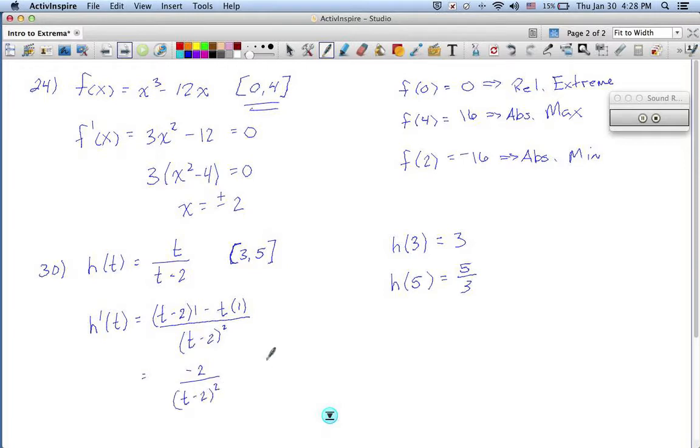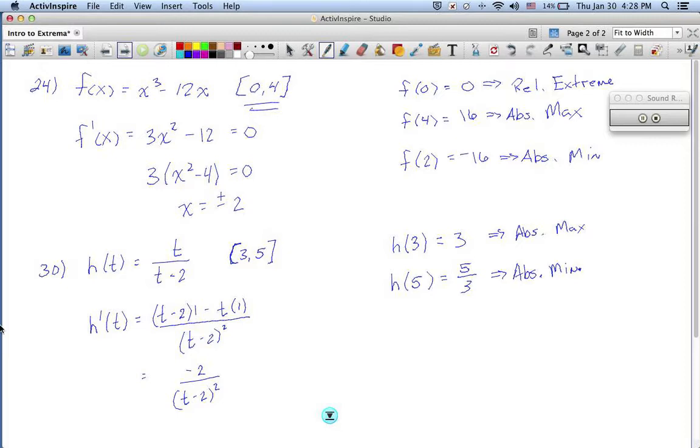All right, so critical numbers, we don't have any critical numbers because this will never be equal to 0. All right, it does have an undefined moment at 2, but that's not in our interval. All right, so I'm going to check my derivative here, t minus t. Yep, we're good. So this guy right here, 3 is the highest. That's the absolute max. And this is the absolute min. And we are done with that.